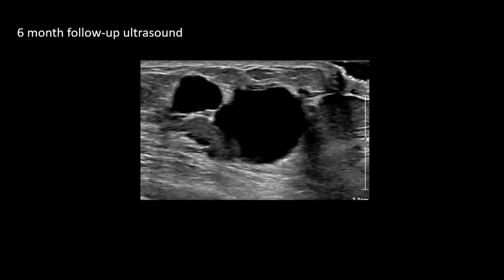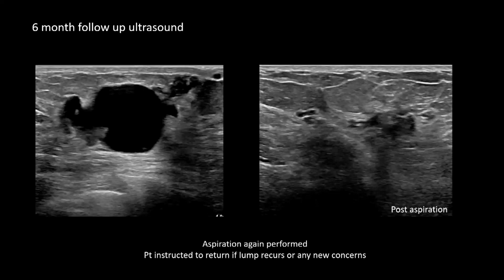So here is a 6-month follow-up ultrasound at patient's request. You can see that the cystic areas have gotten larger. You do have this solid hypoechoic eccentric irregular area. So this was biopsied under ultrasound. The solid aspect of it was intraductal papilloma. So the patient goes home and then comes back for a follow-up ultrasound in 6 months. She's bothered by the increase in size of the cystic component of this, so requests an aspiration, which is performed, and goes home with her papilloma.